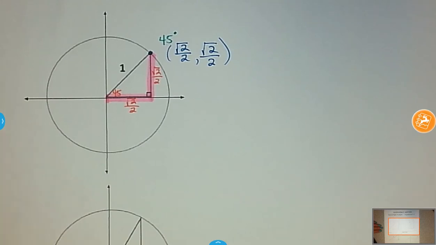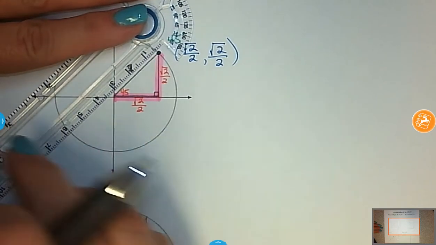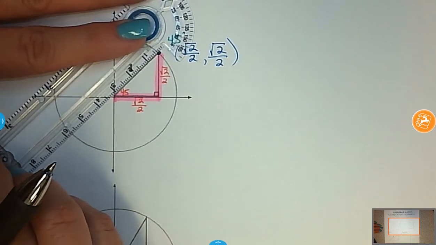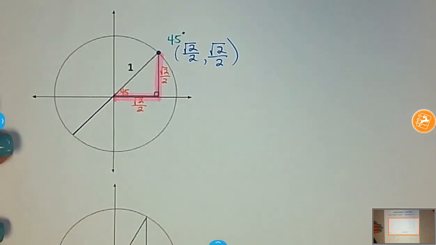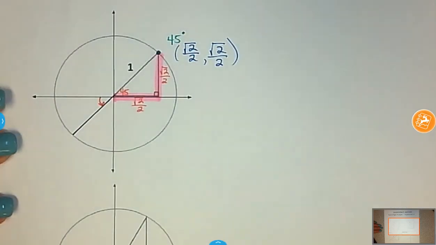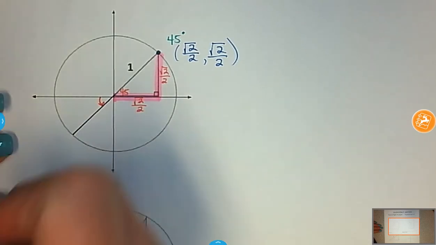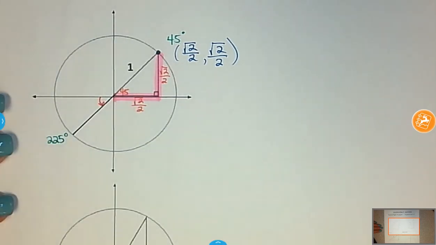So now what we've got to look at are other angles that have 45 degrees as a reference angle. So I'm going to draw in here real quickly another line, okay, and this angle is 45 degrees past 180. So to figure out what that angle measure is, I'm going to add 180 plus 45 more, and that is 225 degrees.